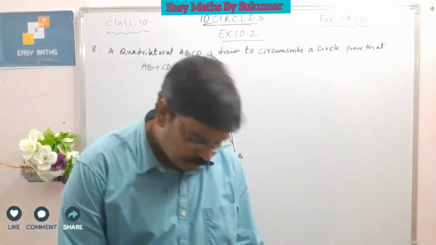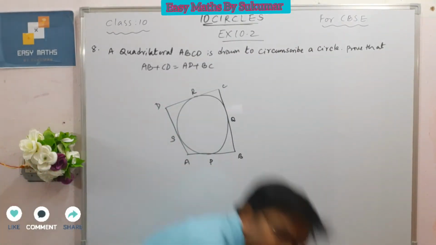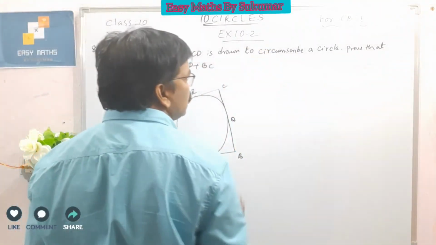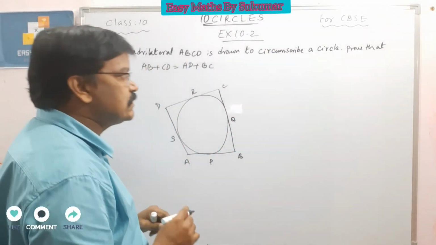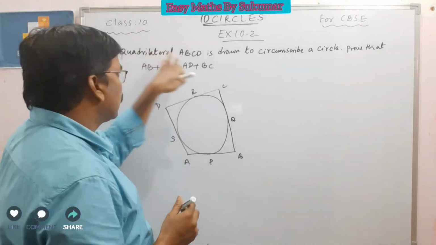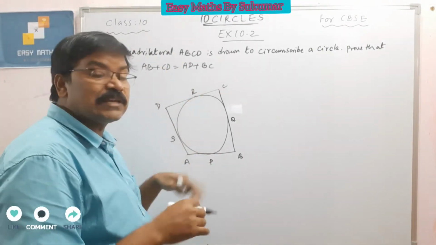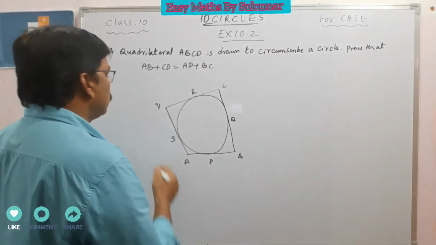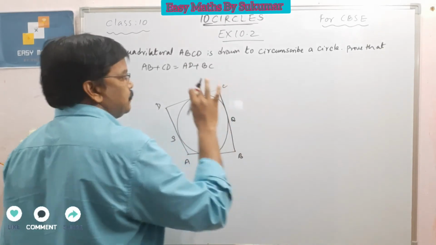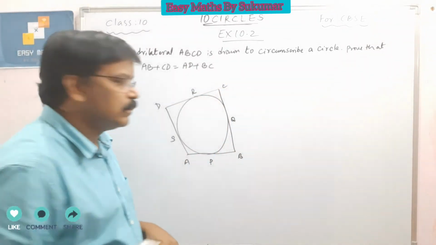Eighth question in this exercise 10.2. A quadrilateral ABCD is drawn to circumscribe a circle. Here this circle, a quadrilateral ABCD is drawn to circumscribe a circle. Prove that AB plus CD is equal to AD plus BC.